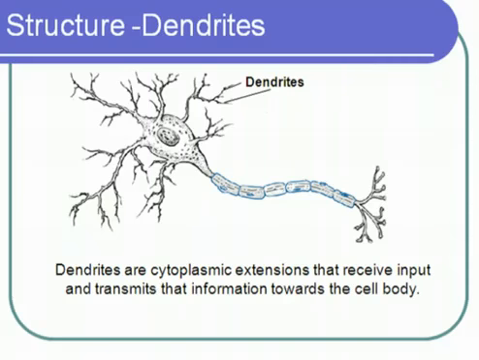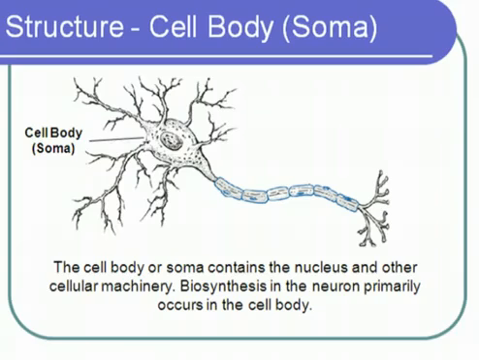For some neurons, the dendrite branches can be quite extensive, and there can be thousands of synapses upon the dendrites, all inputting information to that particular neuron. The cell body, or soma, is the part of the neuron that is very much like other types of cells. It contains the nucleus and other cellular machinery. In the neuron, biosynthesis, or the synthesis of biological molecules, occurs primarily in the cell body.